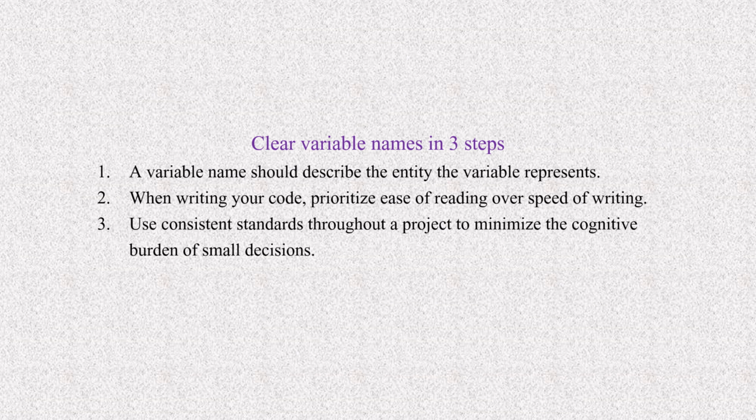You can give clear variable names in 3 ways. Number 1, a variable name should describe the entity the variable represents. Number 2, when writing your code, prioritize ease of reading over speed of writing. And number 3, use consistent standards throughout a project to minimize the cognitive burden of small decisions.